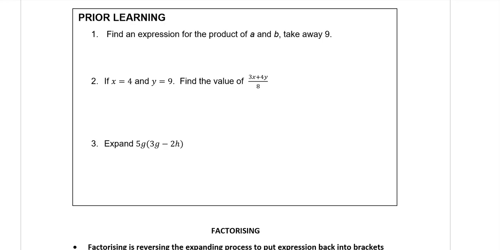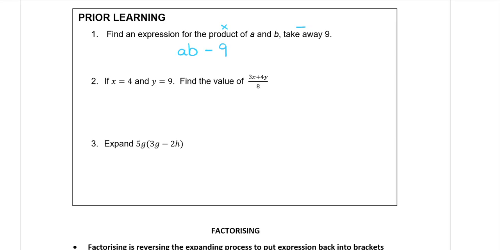So question number 1, find an expression for the product. Now the word product means that we want to multiply A and B. To multiply A and B, we put them next to each other. So that AB there, that's the product of A and B. Then we want to take away, which is a minus sign, so we want to take away 9. So let's read over it again. We want the product of A and B, which is AB, take away 9.